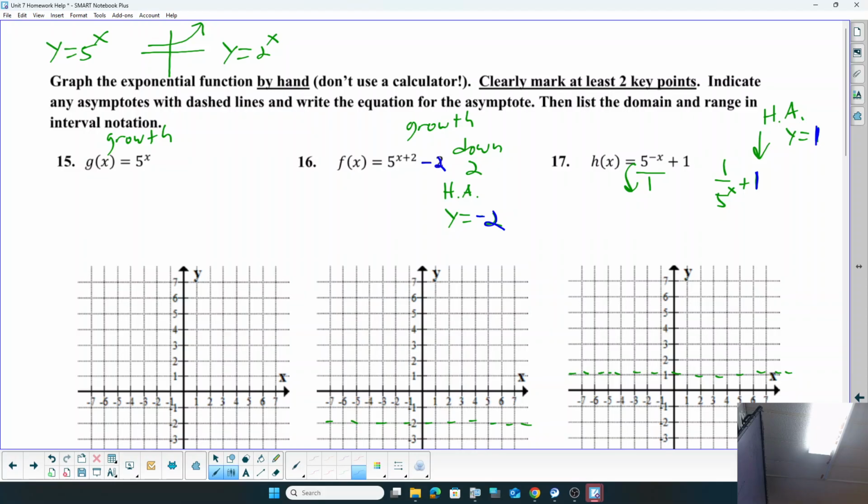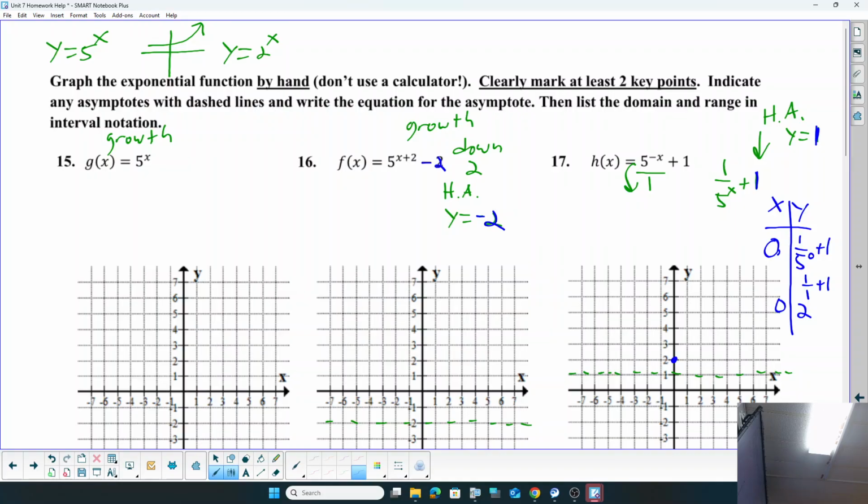So if you do an XY table, and you plug in a 0 for x, we get 1 over 5 to the 0 power plus 1. Well, anything to the 0 power is just a 1. So that's 1 over 1 plus 1. So if you plug in a 0, you're going to get 2. So you're going to be up here.